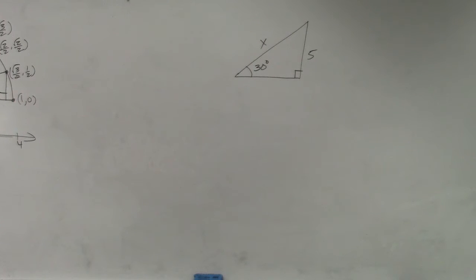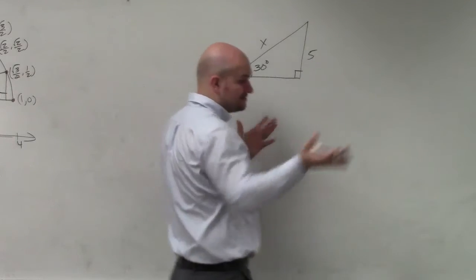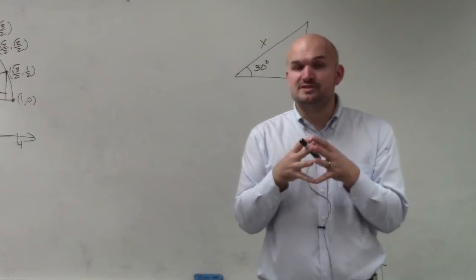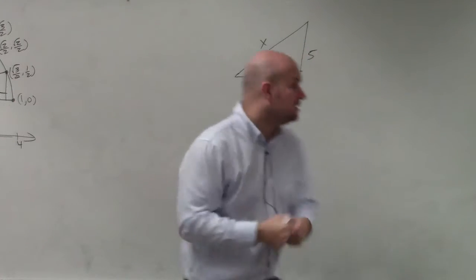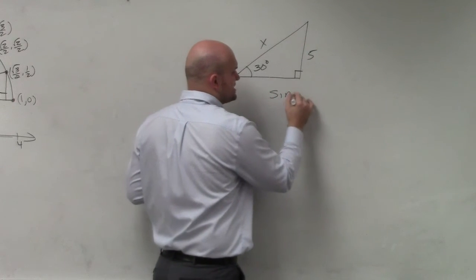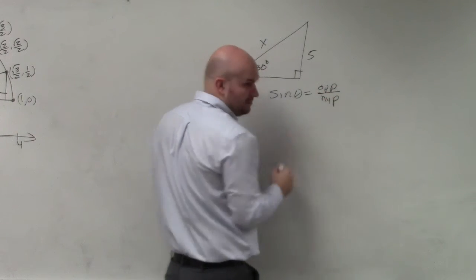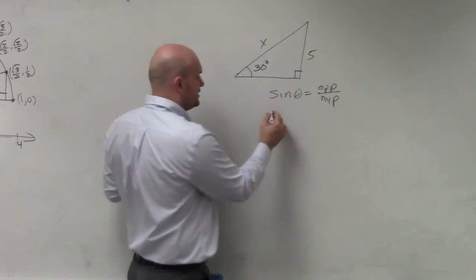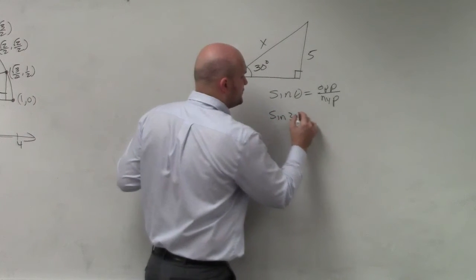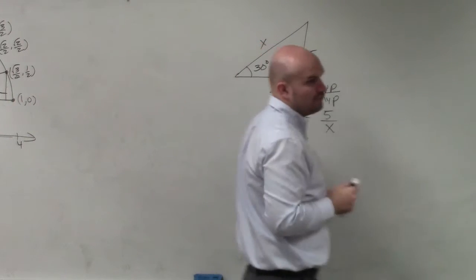All right. In this example, ladies and gentlemen, you can see what we need to do is find the length of x. Okay? So the first thing we want to do is create our trigonometric statement, just over there. So we know, remember, the sine of theta is equal to opposite over hypotenuse. Right? Well, now we have an angle of theta. We know theta is actually 30 degrees. Sine of 30 degrees equals opposite, which is 5, over x.